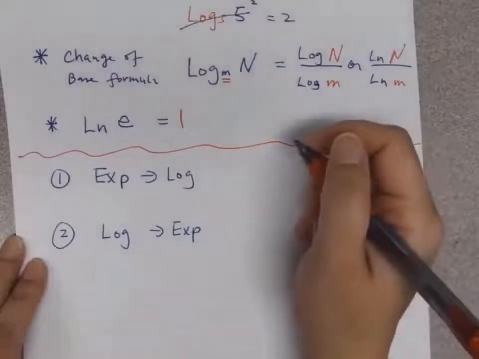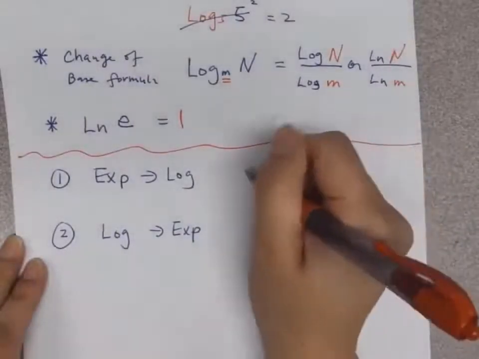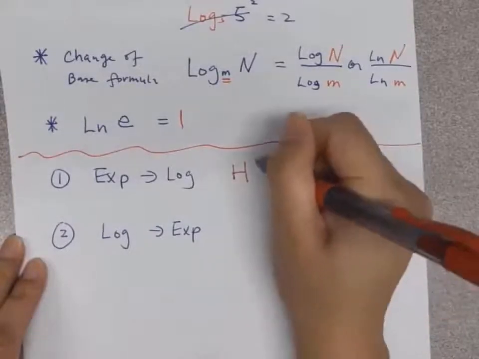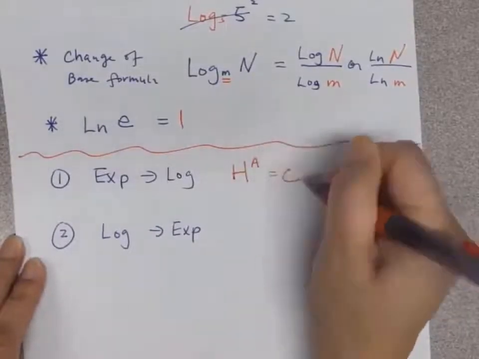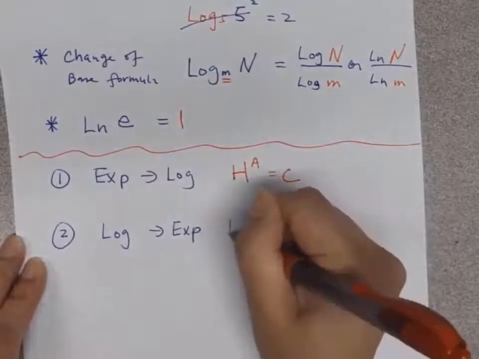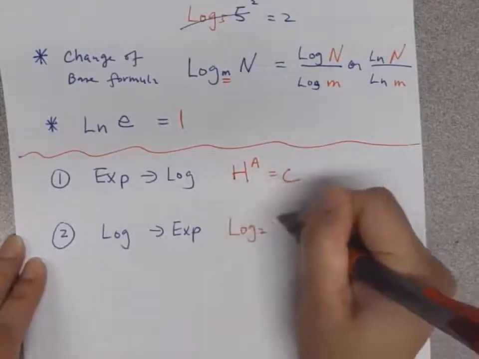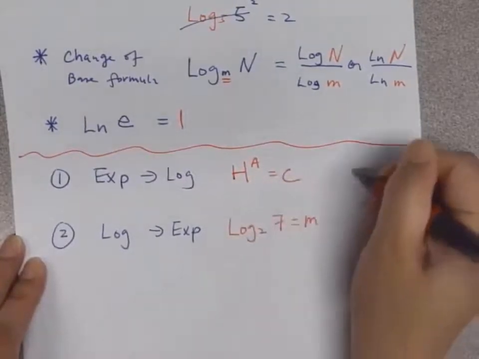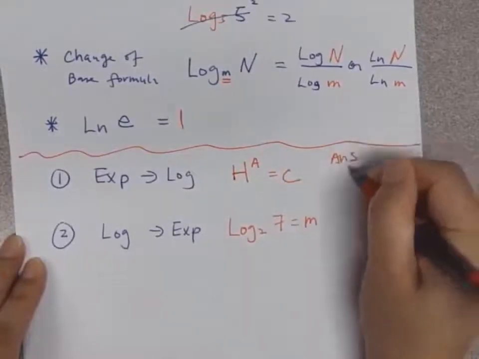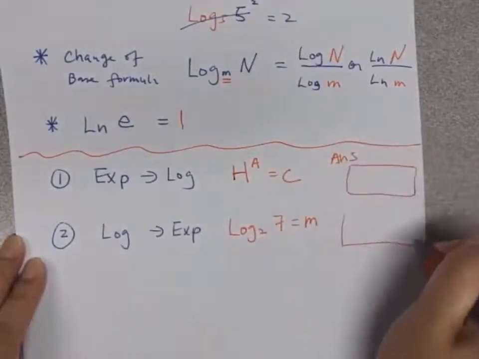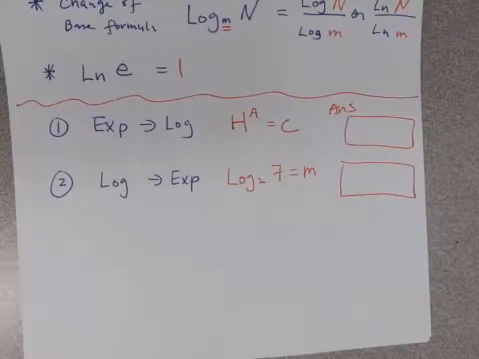If I give you the question that is exponential h raised to a equal to c. And this one we give you the question log base 2 of 7 equal to m. So go ahead and write me the answer. Change them to the other form. Okay, what do we get?